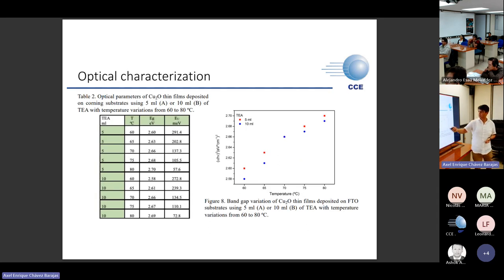We calculate the Urbach energy, and in both cases, we observe a general tendency to decrease. It means that if we see the structure of the density of states of the material, the valence and the conduction band, there are fewer defects, so we have less disorder. So the distance is higher, the Urbach energy is lower and the disorder is lower. Consequently, the band gap is higher. And this is the tendency that is plotted.